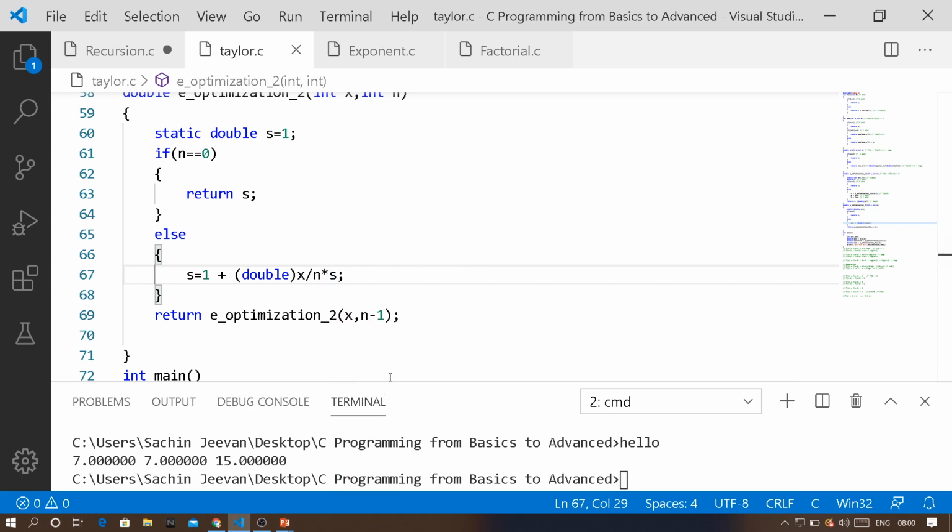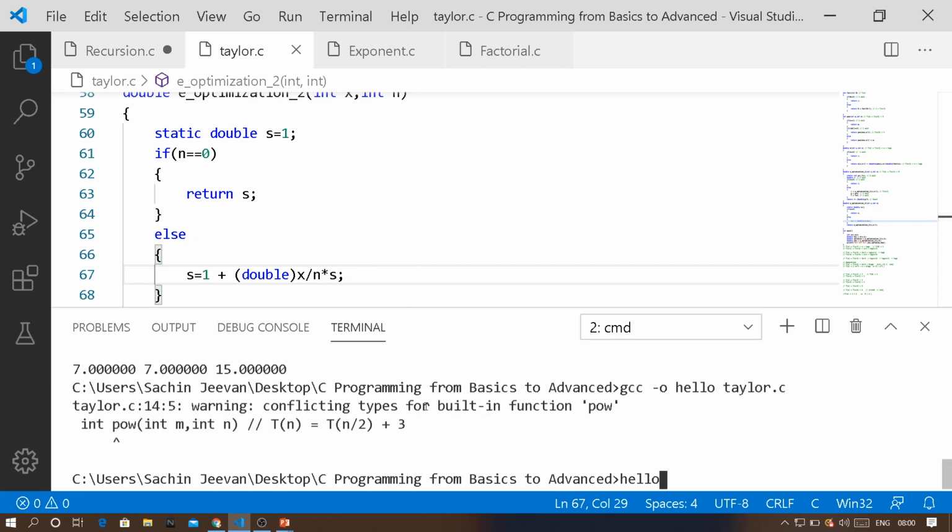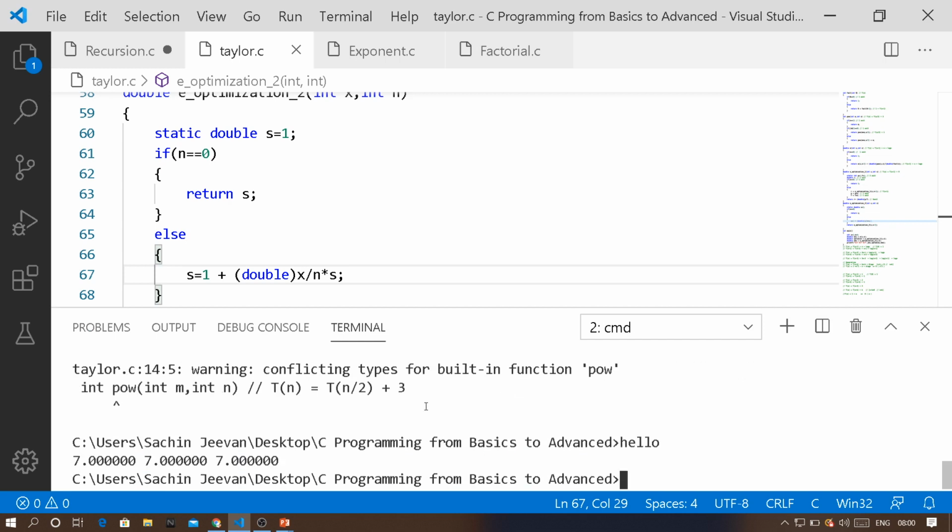Now let me save it and go with the compilation, and then we'll go for execution. Yes, now we get the right answer for all the three methods that we have. First method is of time complexity n square. Second method is of time complexity n. First method has taken 14 multiplications for x comma n equal to 4. When the n value is 4, totally 14 multiplications took place.